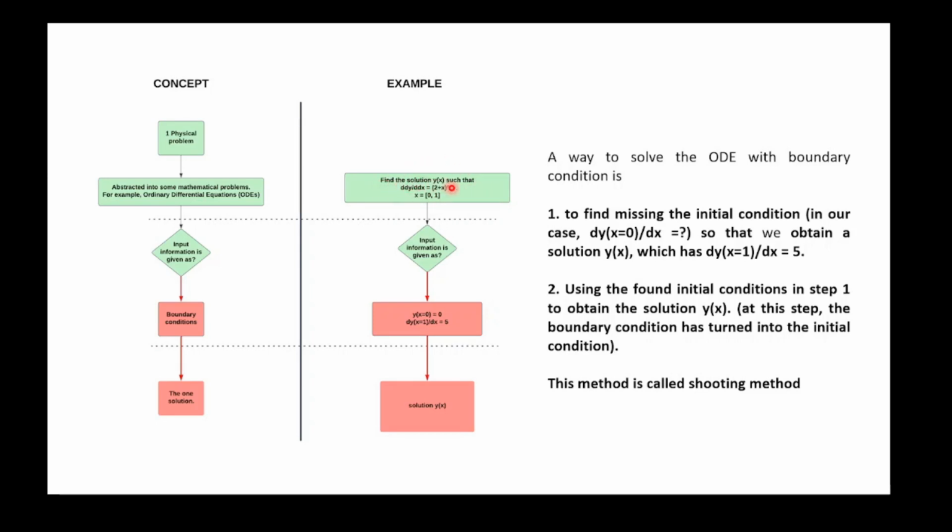We need to find a solution function y of x, where the second derivative of y with respect to x is equal to 2 plus x times y, in the range of x from 0 to 1. So the boundary values of x are 0 and 1. Now the input information given to us is that the function y at x equal to 0 is equal to 0. So this is one boundary condition, and the other one is the first derivative of y with respect to x at x equal to 1.